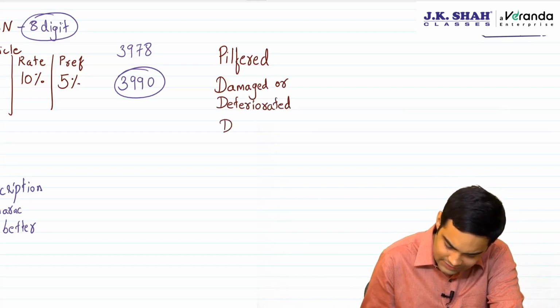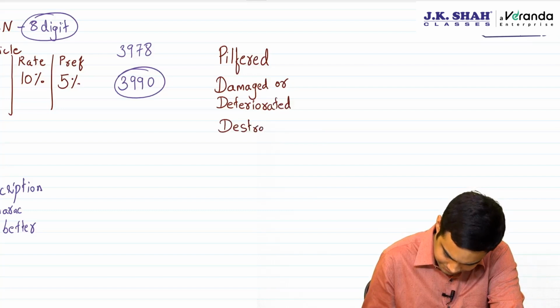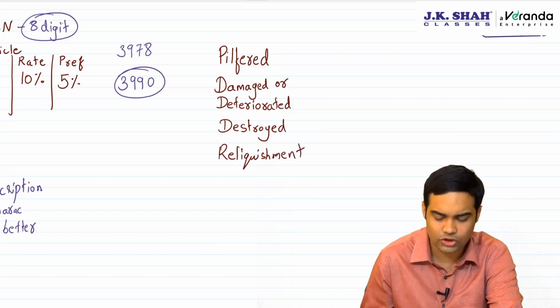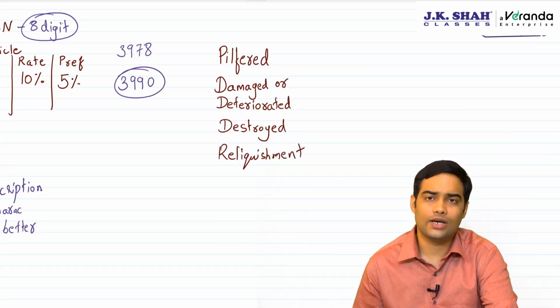Then you have destroyed. And last one is relinquishment. Relinquishment is giving up the right over those goods. Now, let's try to understand.